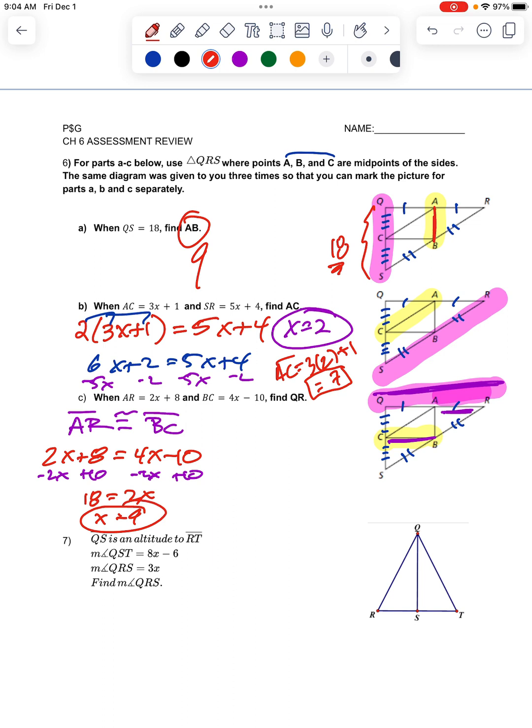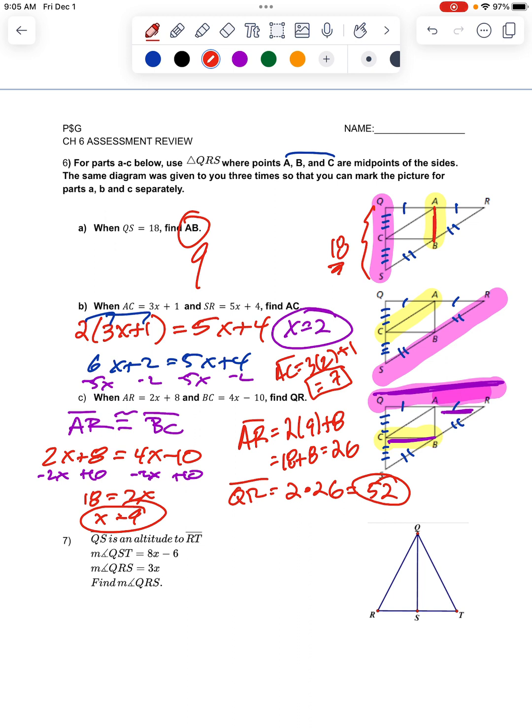Now the question asks for QR, so I can find that 2 ways. I could plug it into BC and multiply by 2, or I could plug it into AR and multiply by 2. I'm going to do AR and multiply by 2. So AR equals 2 times 9 plus 8, which is 18 plus 8, which gives me 26. Well, QR is going to be 2 times 26 to get 52. All right.